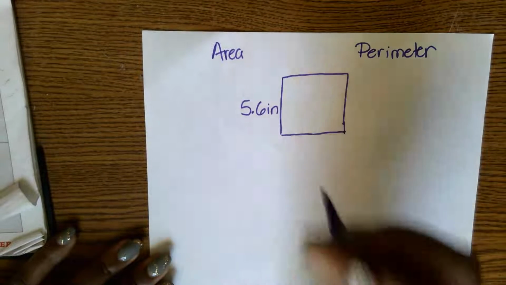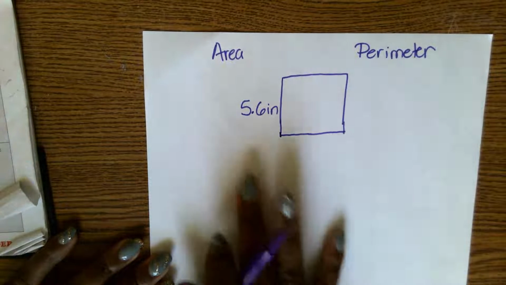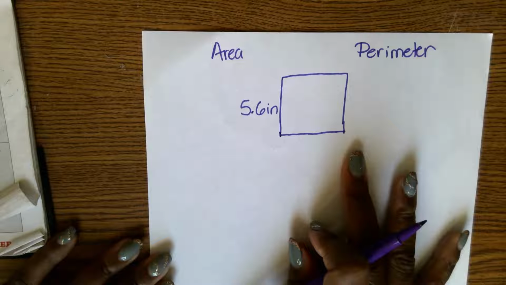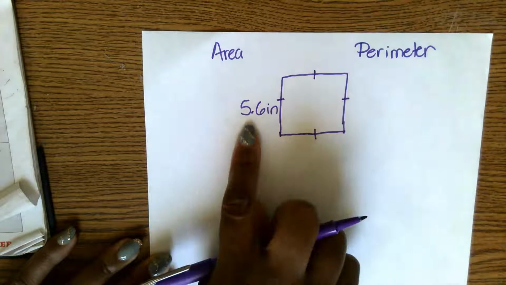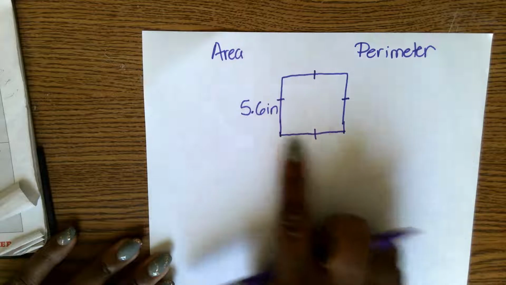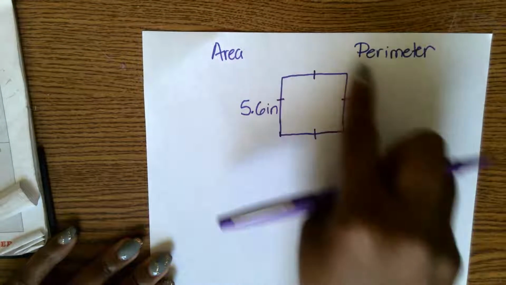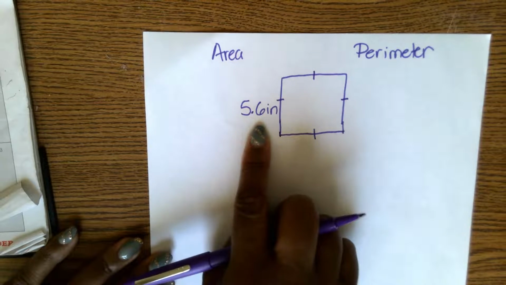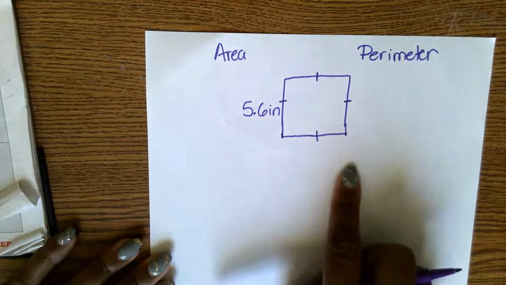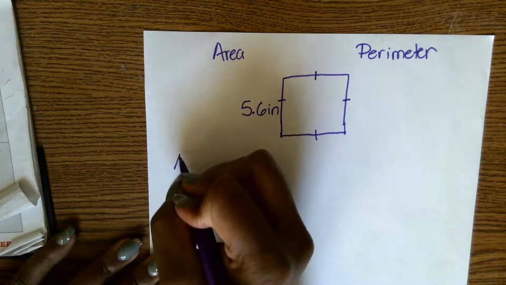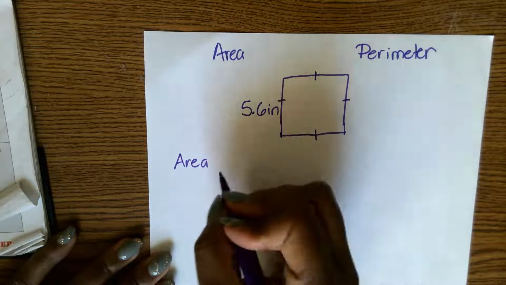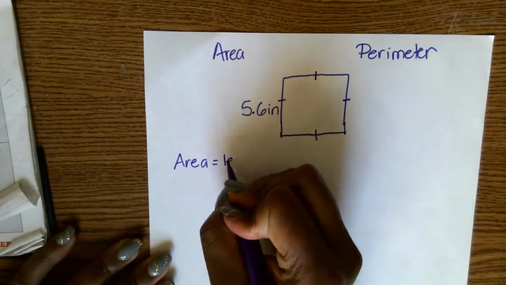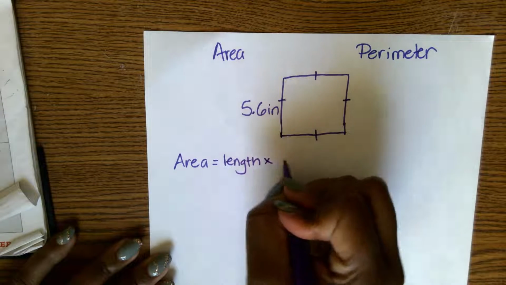So, starting with this, we have a square, and the students are going to be more likely to see squares on the test. Because squares have four equal sides. So usually when they see it, it's going to look like this. They're only going to give them one dimension, but the student is supposed to know that squares have four equal sides. So if one side is 5 6/10 inches long, all of the sides are. And so getting that information, they're going to use it to find the area and perimeter of the exact same shape. So area equals, this is the formula, length times width.